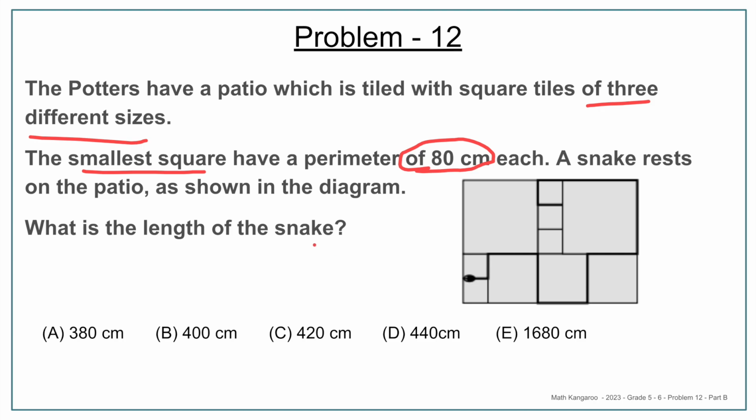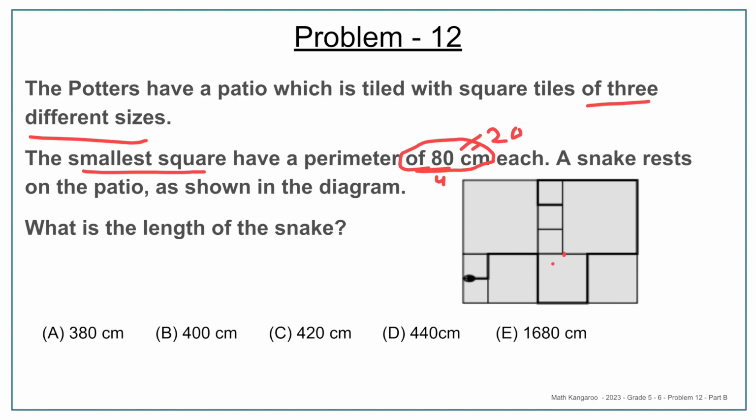Let's break it down step by step to ensure the correct calculation. The smallest tile has a perimeter of 80 cm, meaning each side measures 20 cm. 80 divided by 4 sides gives us 20 centimeters. The medium size square, this one, is twice the size of the smallest. So you can see that.